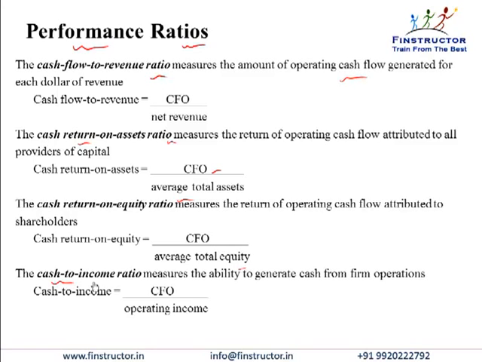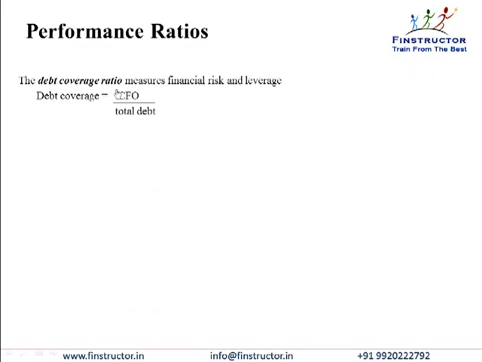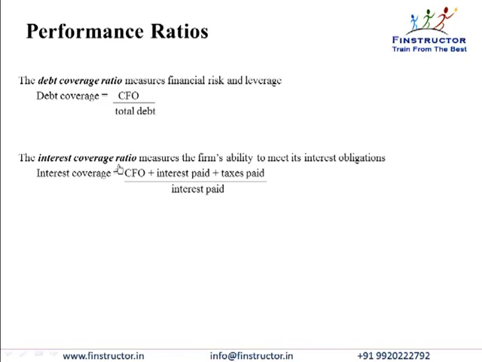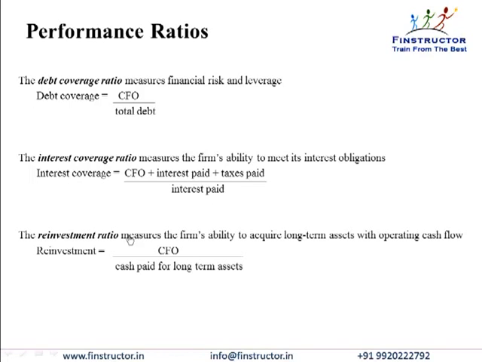The cash to income ratio is also another interesting ratio, which tells us whether the operating income is actually coming in the form of cash flow from operations, or is most of the income getting lost in accounts receivable and other accruals. Debt coverage ratio shows the cash flow from operations on total debt. Interest coverage ratio is the cash flow from operation plus interest plus taxes, that is cash available to pay my interest, upon the interest paid. Similar to the EBIT coverage ratio that we'll study in the next review.